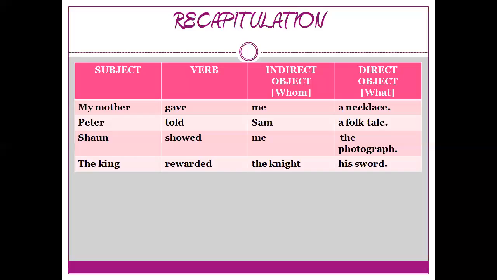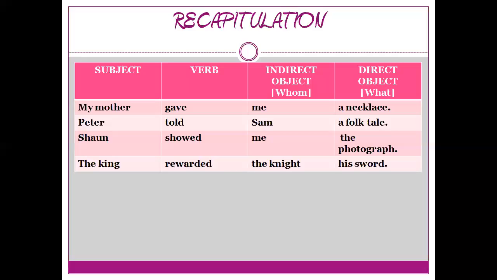In the same way, Peter told Sam a folk tale. Here, Peter is your subject, the verb is told, and now to find the direct object, what is the question that you are going to frame? Like, what did Peter tell Sam? So your answer is going to be a folk tale. So it is the direct object. To whom did Peter tell a folk tale? The answer is going to be Sam.